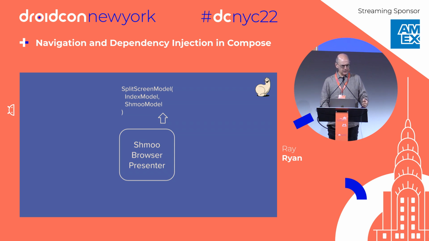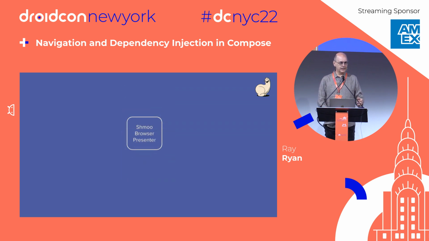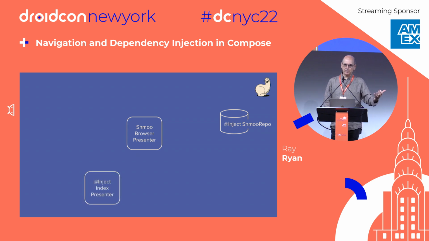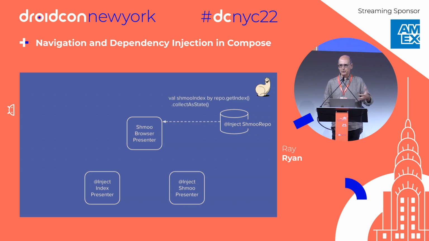So to turn that into not quite code, but a diagram that has code snippets in it, we want something like this, where we've got our shmoo browser presenter. That's going to inject the repo so that it can get its hands on the index of shmoos. And it's also going to inject two children presenters, one to build the index and one to build the shmoo stuff, the thing we already wrote.